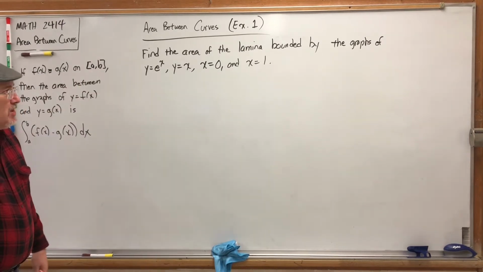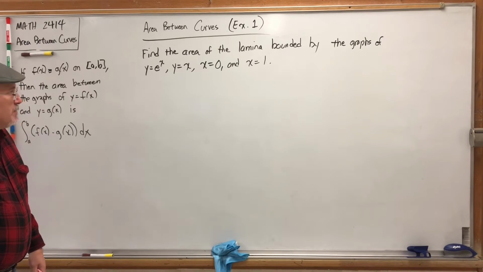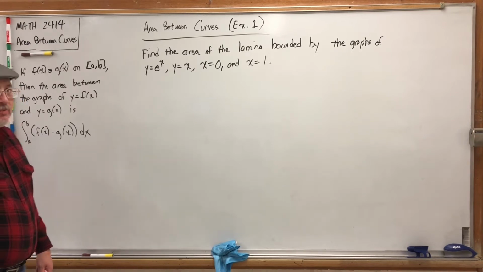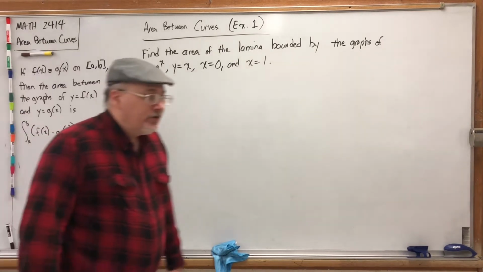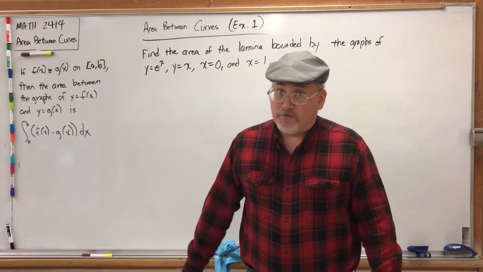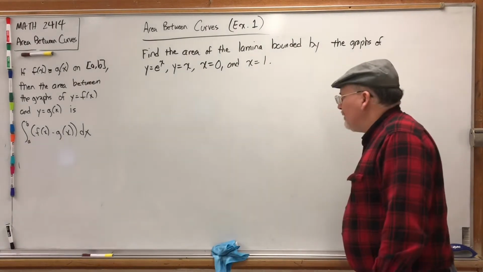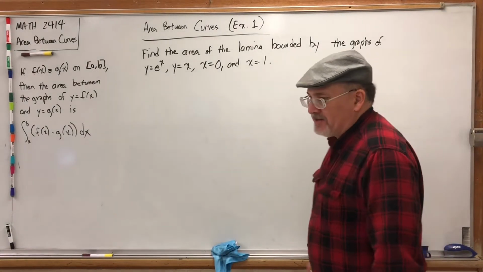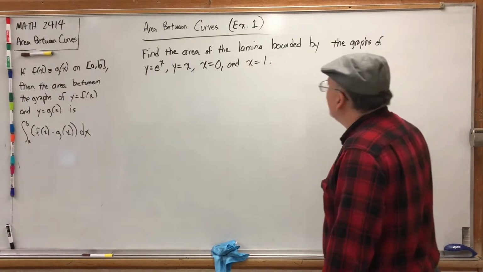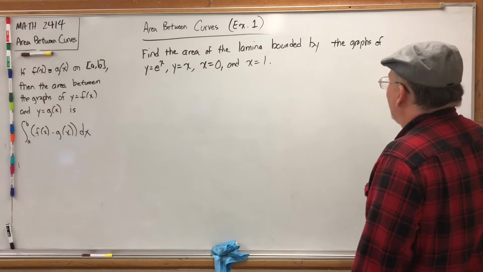Find the area of the lamina bounded by the graphs of y equals e to the x, y equals x, x equals 0, and x equals 1. Just a reminder, lamina is just a fancy name for a flat surface. It might have some more requirements like being connected and bounded, but for now it's just a flat surface. Alright, so find the area of the lamina bounded by the graph.